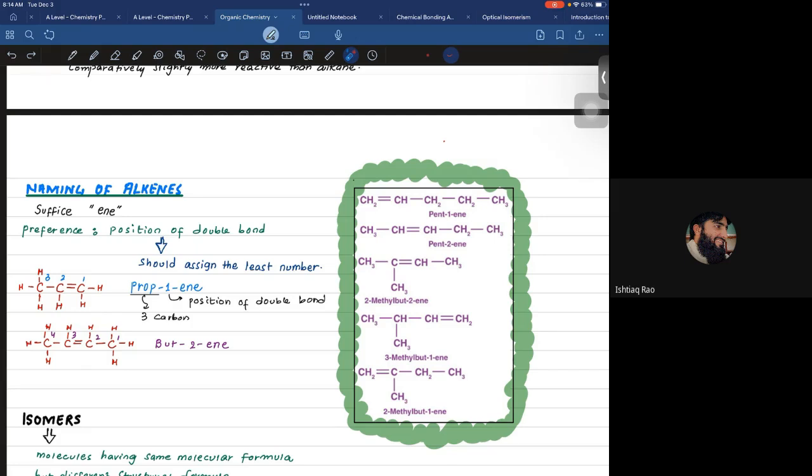Obviously, you have four carbon atoms, so this is but, and this is the second position of the double bond. So but, then 2, then ene. That's it. I have only given the naming of two compounds, because in the syllabus we are only supposed to use up to four carbon atoms. He would not give you more than four carbon atoms. But for practice, this is pent-1-ene and this is pent-2-ene.